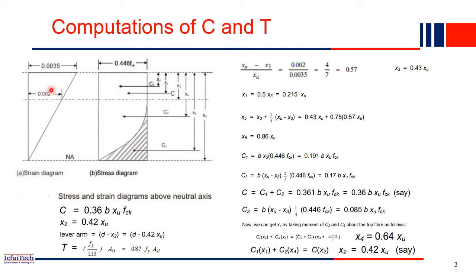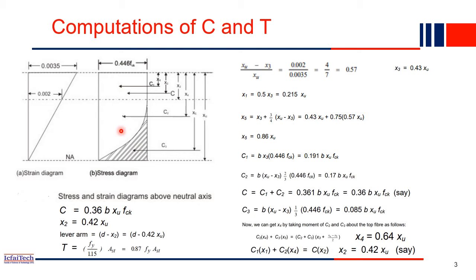Now, the strain diagram that I showed in the last slide is now enlarged. Here also, the stress diagram from the last slide is enlarged now. We removed the bottom part and the left and right, because we are now computing the value of C and the value of T, meaning the total compressive force and the total tension force. So now how to do that?